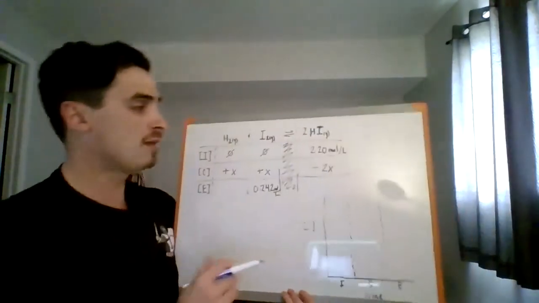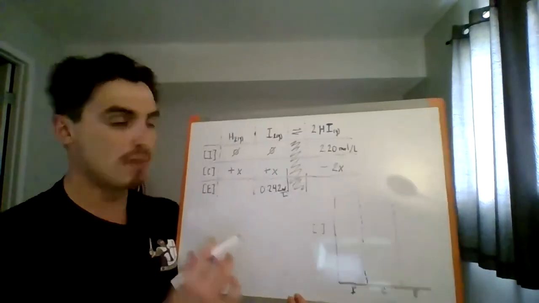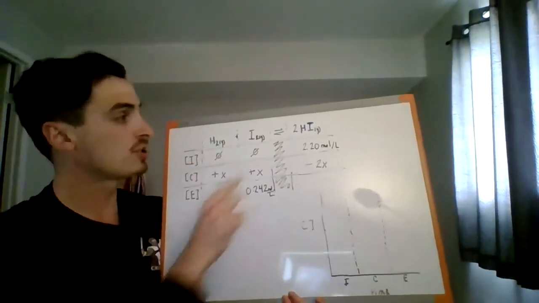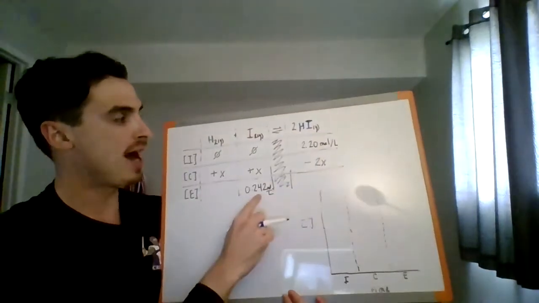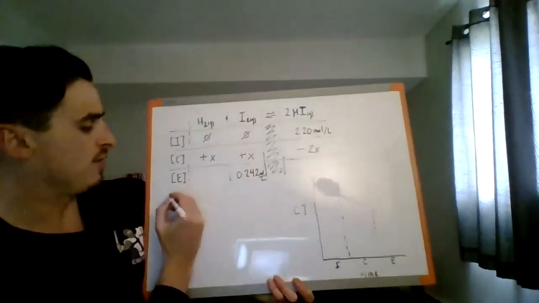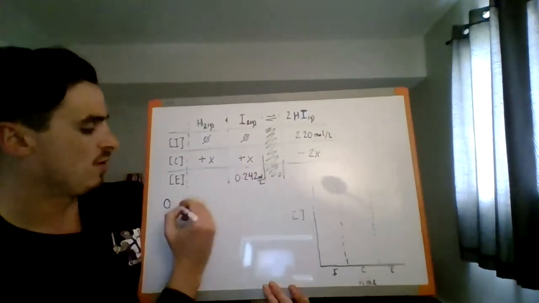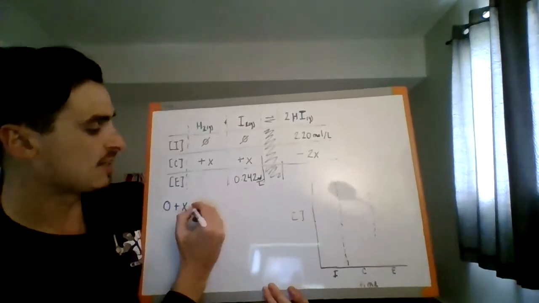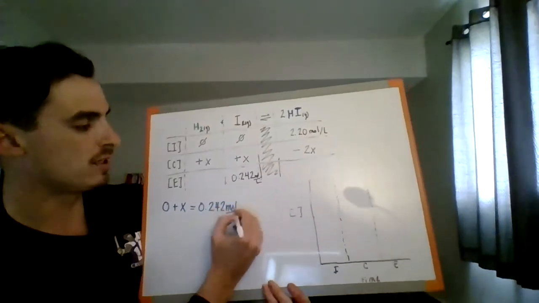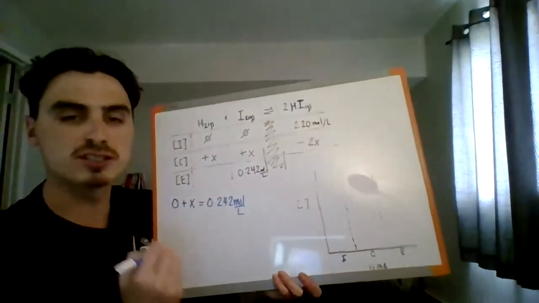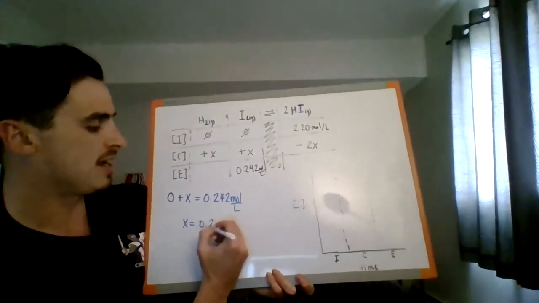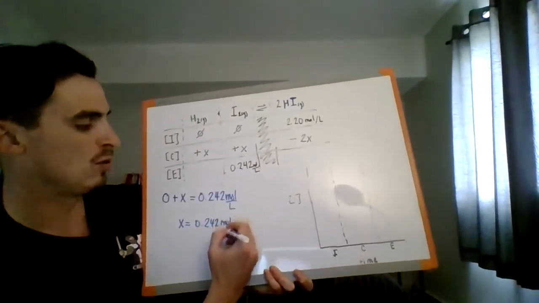Now, the question becomes, how am I going to figure out what x is? Remember, you want to use a column that is entirely filled. So I can't use H2, I can't use HI, I have to use this. Well, thankfully, this is a very easy calculation. If I initially started with 0 and I add x, and that is equal to 0.242 moles per liter, then your 5-year-old sister should be able to realize that the 0 doesn't matter and x is 0.242 moles per liter.